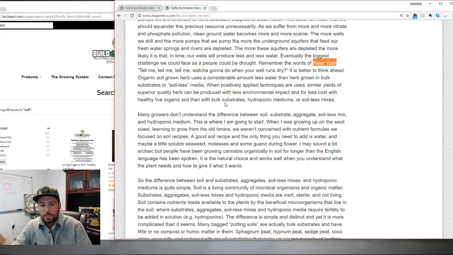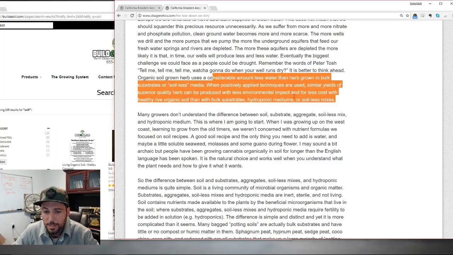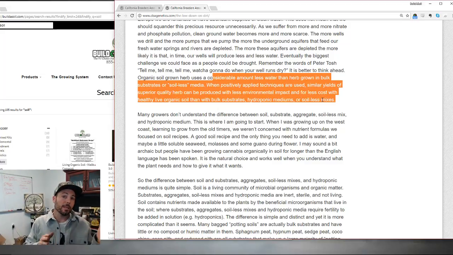Organic soil grown herb uses a considerable amount less water than herb grown in bulk substrates or soilless media. When positively applied, techniques are used, similar yields of superior quality herb can be produced with less environmental impact and for less cost with healthy live organic soil than with bulk substrates, hydroponic mediums, or soilless mixes. The key is that you need to know how. And so that's where BuildASoil is hoping to come in and give you this information, show you what's possible, so that you don't believe that salesman that says that you're going to triple your yields using their bottled nutrient product.